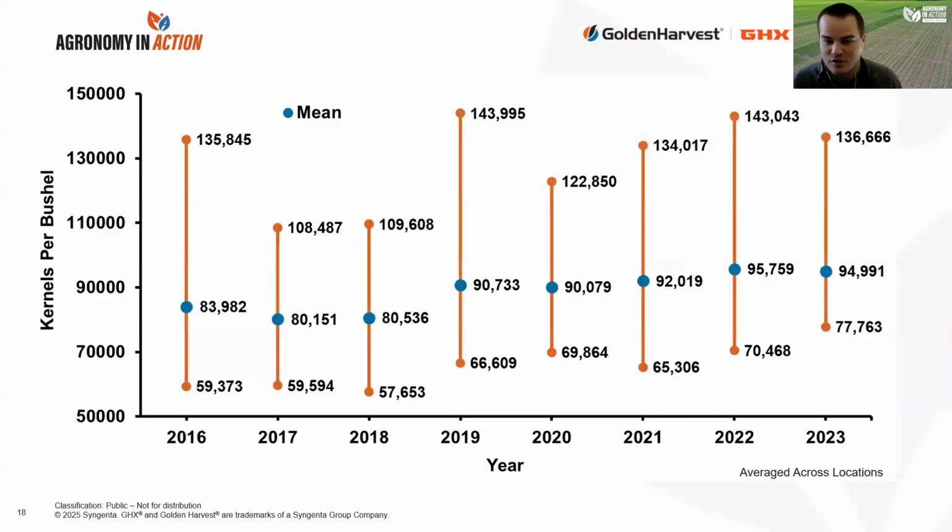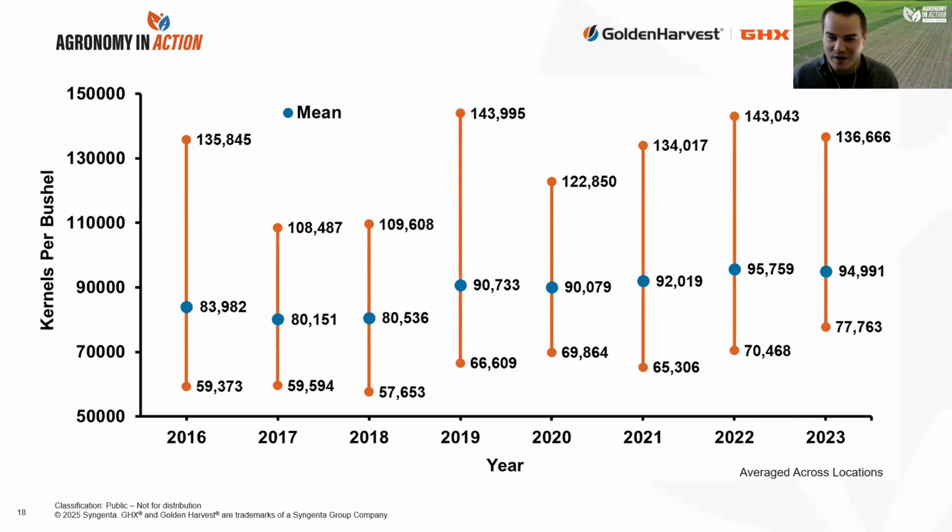So this graph here is the past couple years that we've been doing this. Again, this is expressed as kernel weight in kernels per bushel. Again, fewer kernels per bushel means those kernels were heavier. The blue dots would be the average across all the hybrids that we had that year and all the locations. So you can see in 2016, 2017, and 2018, we were averaging around 80,000 kernels per bushel. In the last couple years, we were more in the 90,000 kernels per bushel range on average.